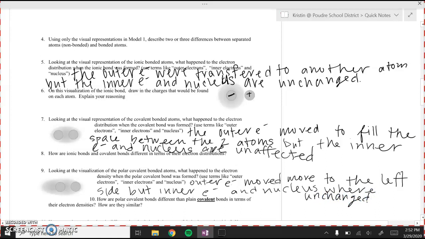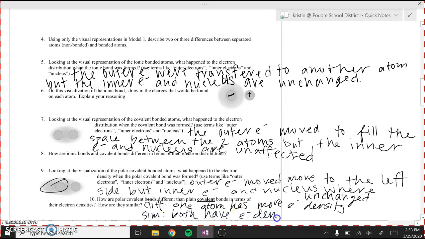Okay, so how are polar covalent bonds different than regular covalent bonds in terms of their electron densities? How are they similar? So they're different because one atom has more electron density, in this case the left one right here, but what's similar is both have electron density between the atoms.